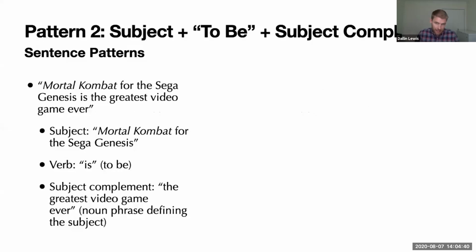That is in contrast to the second sentence pattern that does use the to be verb to define the subject. We call that the subject complement. Even though it's not really completing the to be verb, it's completing or defining the subject. Now, the subject complement can either be an adjectival or it can be a nominal, as it is in this example sentence. In this case, it is a noun phrase. The subject, Mortal Kombat for the Sega Genesis, is being defined as the greatest video game ever, a noun phrase. And the to be verb is connecting that subject complement with the subject.